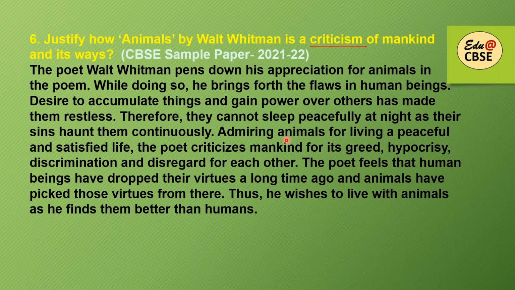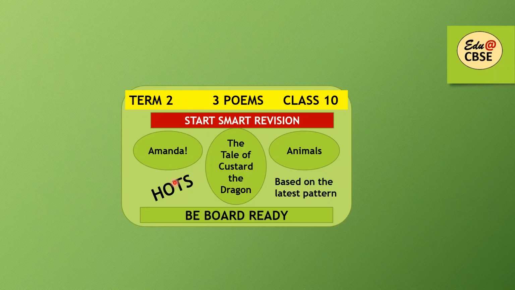Admiring animals for living a peaceful and satisfied life, the poet criticizes mankind for its greed, hypocrisy, discrimination, and disregard for each other. The poet feels that human beings have dropped their virtues a long time ago and animals have picked those virtues from there. Thus, he wishes to live with animals as he finds them better than humans. So like this poem is actually a criticism of mankind and its ways. So these are the important questions. That's all.